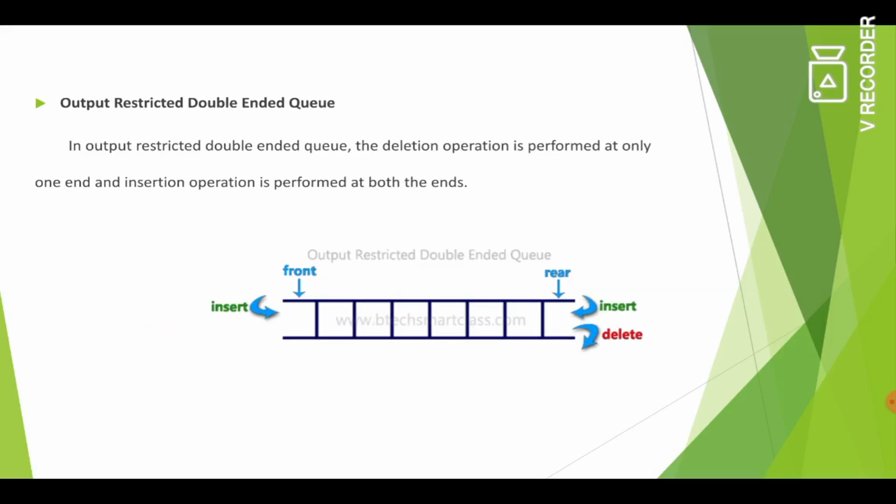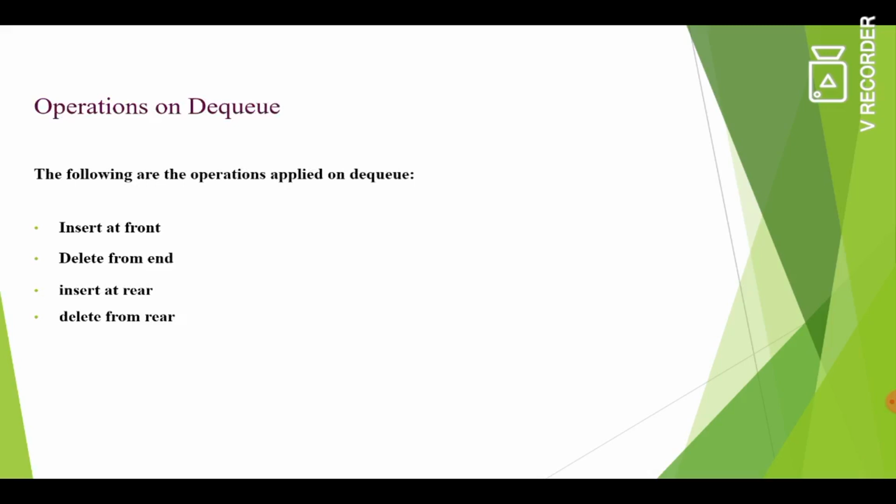The reverse is known as the output restricted double-ended queue. In the output restricted double-ended queue, the deletion is performed at only one end, whereas you can perform the insertion operation at both the ends. So see the figure. Here we can perform the insertion at both the ends, but it is not possible for deletion. Deletion is restricted to one end. That's why it's called an output restricted double-ended queue.